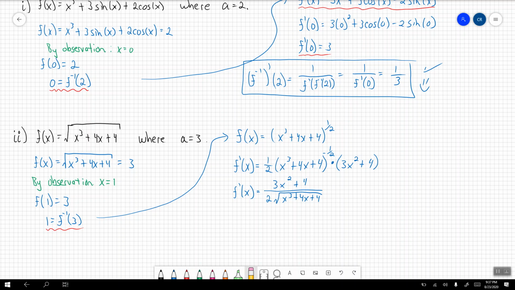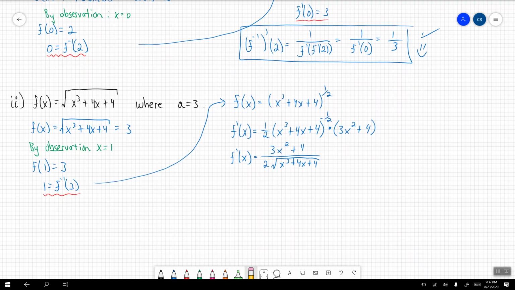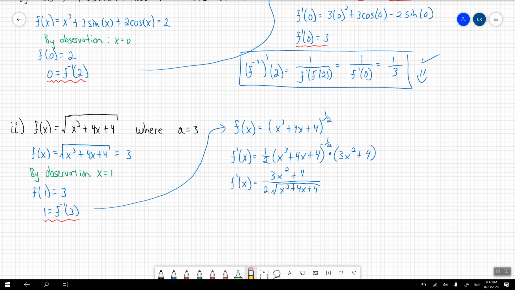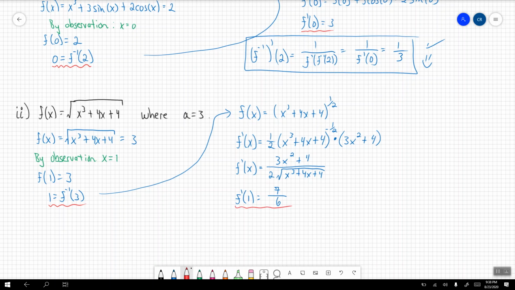Now, like we were doing before, we need to evaluate at this x value. What is that x value that we chose? That x value was 1. So let's evaluate f prime at 1. The numerator is just going to be 3 plus 4, that's 7. The denominator's radicand is 9, so the square root of 9 is 3, and 3 times 2 is 6. Perfect. That's the second portion that we need.